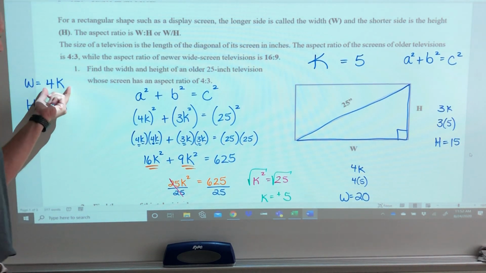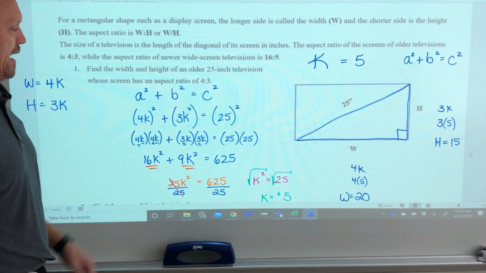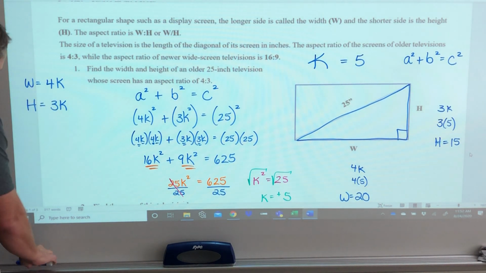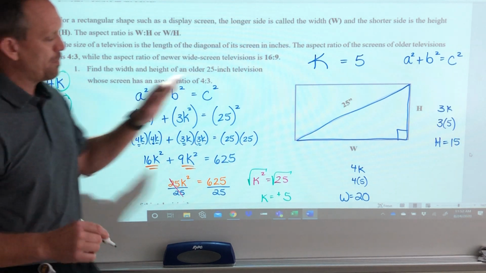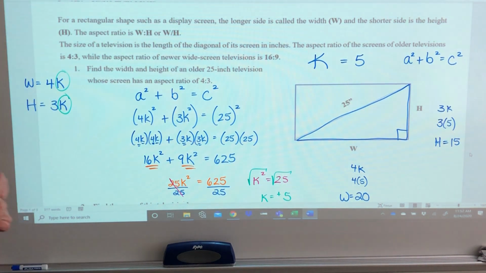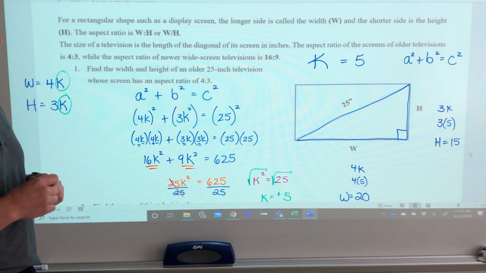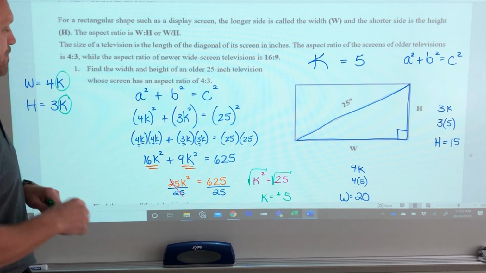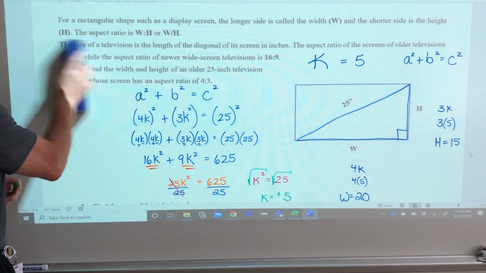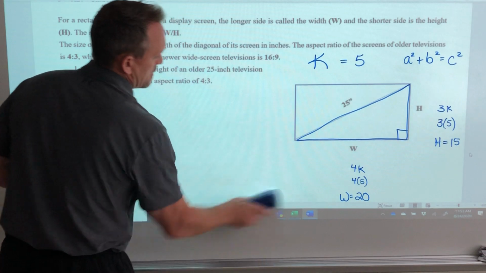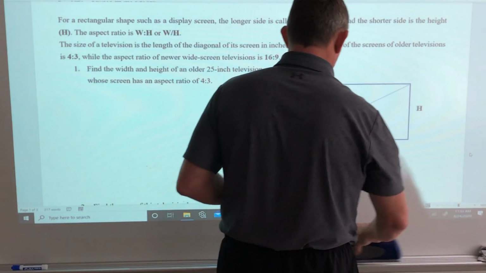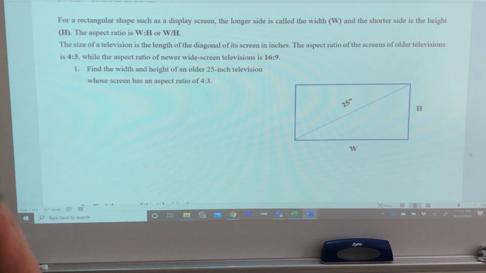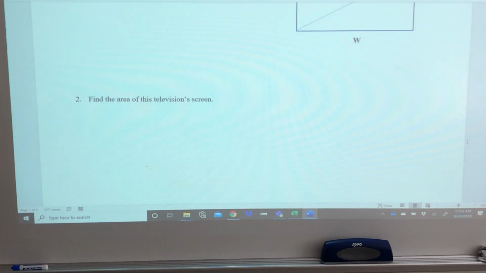Plug in your values depending on what is provided for your aspect ratio. Again, we're finding K. K is the variable we're looking for. And then when we find it, we plug it back in, and we determine our length, our width, and our height. Okay? So if we have that now, I'm going to erase all this. We know that we have a TV. I'm going to put this over here as I roll up to the next one.